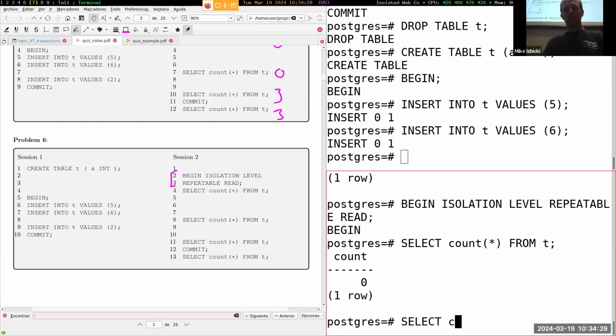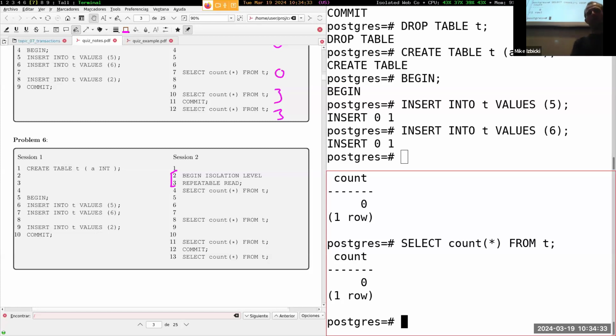I'll do a select count star from T, hit enter, still 0, which is what we would expect because of the transaction that's happening on the left-hand side. Because we're inside of a transaction and we have not yet committed that transaction, there's no way that we could possibly see these inserts that have happened.